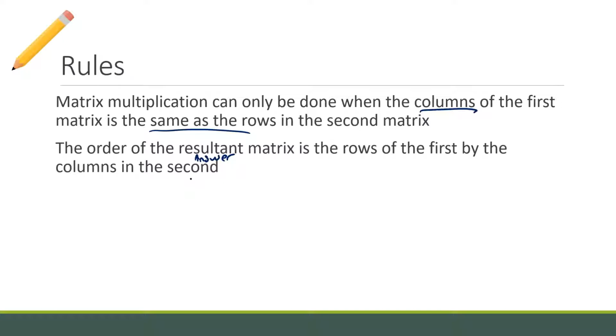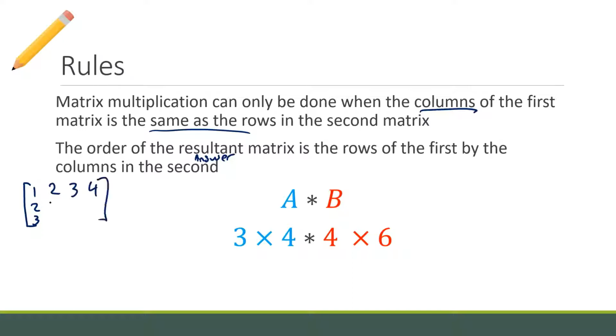Let's look at how, instead of using words, let's visually see what this rule looks like. If I have matrix A times matrix B, and I'm using this dot as a matrix multiplier, and you'll see why. Let's say matrix A has the order 3 by 4. That means it's got 3 rows, 1, 2, 3, and 4 columns, 1, 2, 3, 4.